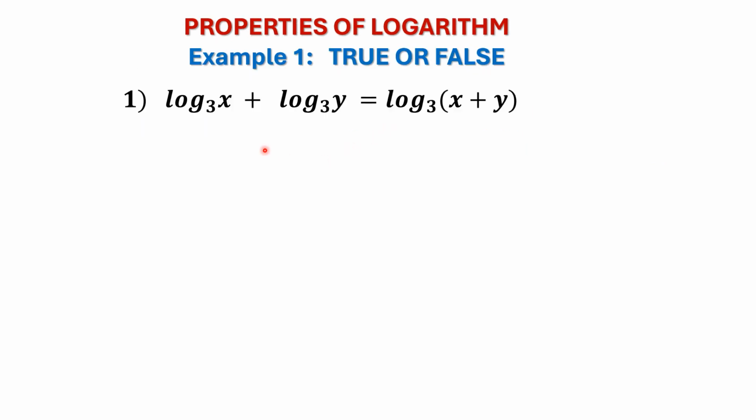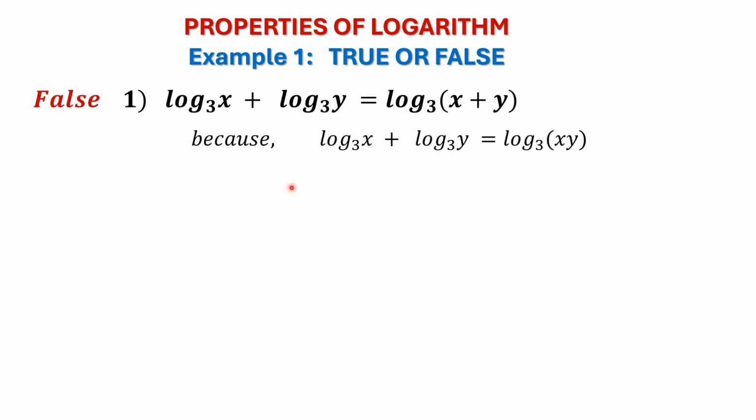Let us have example 1, and this is a true or false question. For the first question, log base 3 of x plus log base 3 of y is equal to log base 3 of x plus y. So it looks like this is a sum of logarithms. What we know is, when we have a sum of logarithms, it will be a log of the product. It cannot be log of x plus y, meaning you distribute or you factor out the log. So they are not equal. So it means to say it is false.